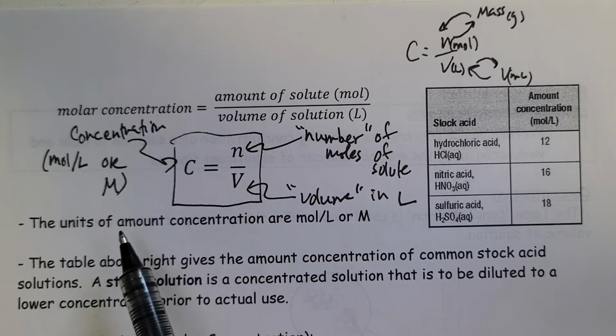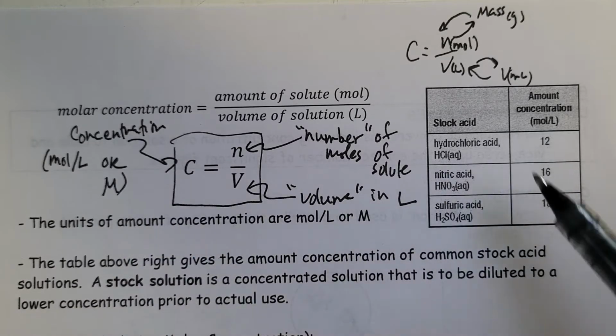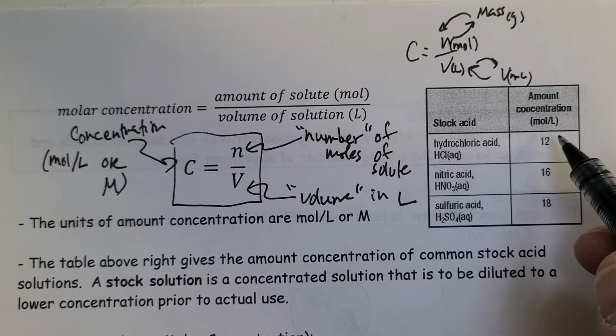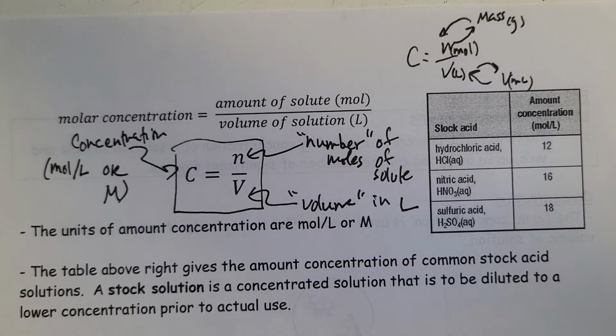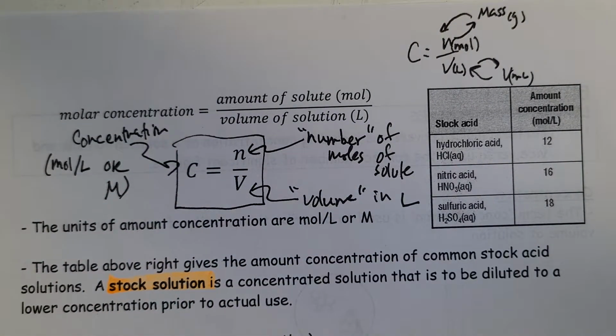So the most common concentration unit is moles per liter, or molar. And here's some examples of real life stuff. So hydrochloric acid, it comes in 12 moles per liter, or 12 molar. Nitric acid, 16, and sulfuric, 18. So a stock solution is one that you usually get shipped. So it's a concentrated solution, so quite often you need to dilute that a little bit.